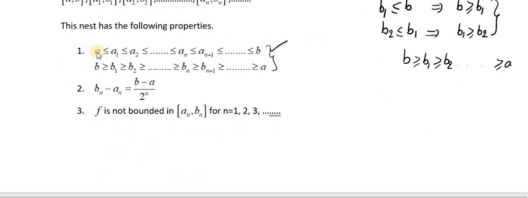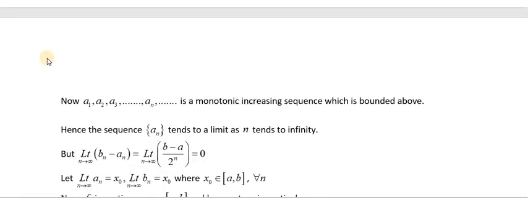So we can easily say that from this line, sequence an is monotonically increasing sequence. And also we know that every monotonically increasing sequence bounded above is convergent. Therefore, the sequence {an} is bounded above. Hence, the sequence an tends to a limit as n tends to infinity. That means, limit n tends to infinity, an must have a finite and unique value.